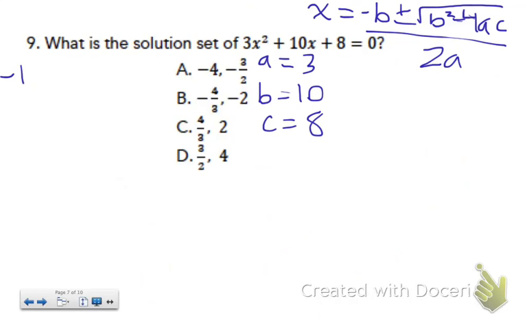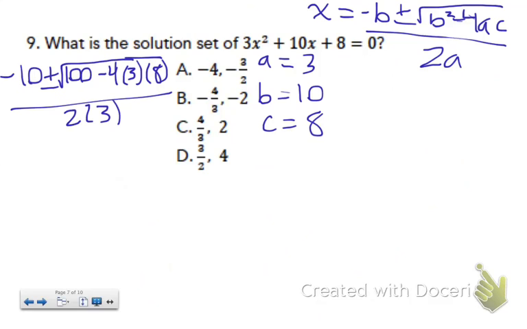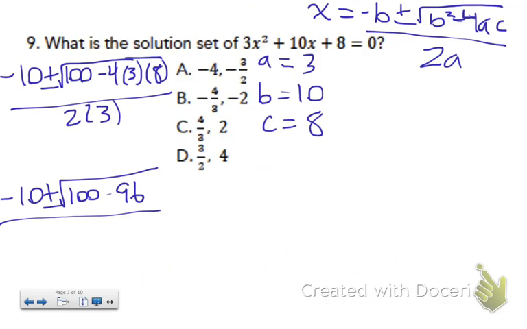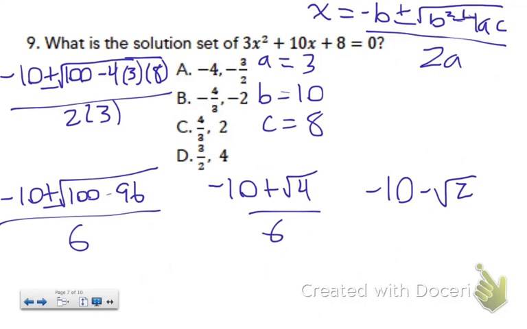So I get negative 10 plus or minus the square root. 10 squared is 100, minus 4 times 3 times 8, all divided by 2 times 3. So negative 10 plus or minus 100 minus 4 times 3 is 12 times 8 is 96. Divided by 6, 100 minus 96 is 4, so I get negative 10 plus the square root of 4 over 6, and negative 10 minus the square root of 4 over 6.